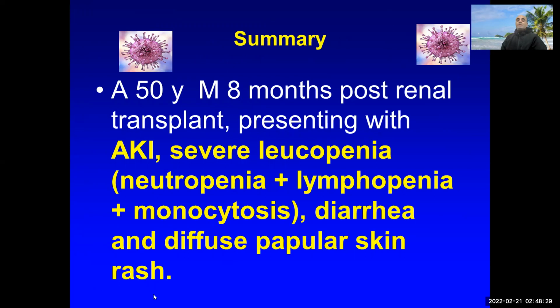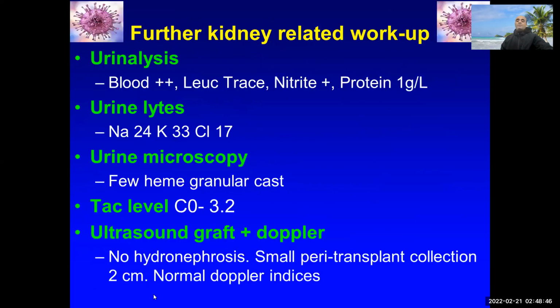To summarize, a 50-year-old male patient, 8 months post renal transplant, presenting with AKI, creatinine from 100 to 600 plus, and severe leukopenia. The patient presented to you in the clinic, in the emergency consult, with AKI, severe leukopenia, neutropenia, lymphopenia, monocytosis, diarrhea, and diffuse papular skin rash.